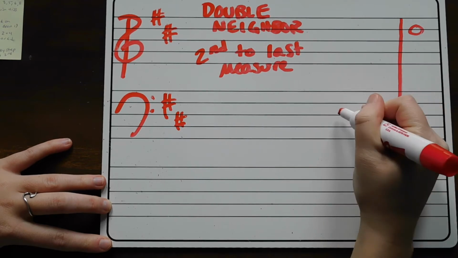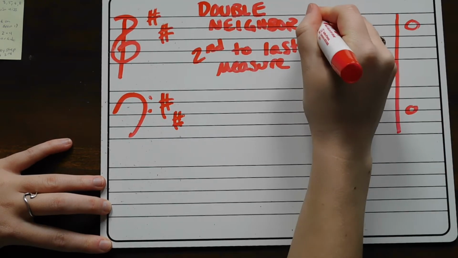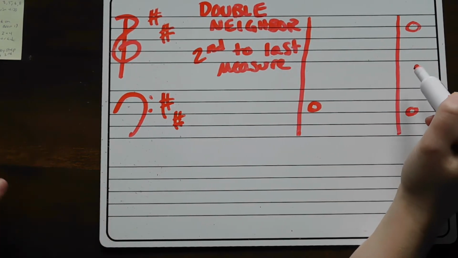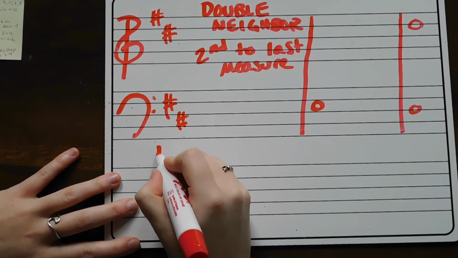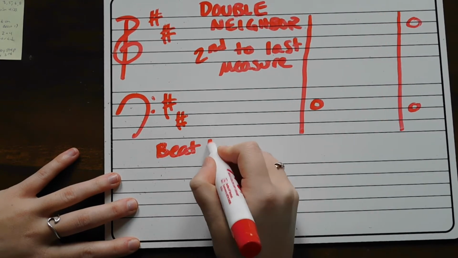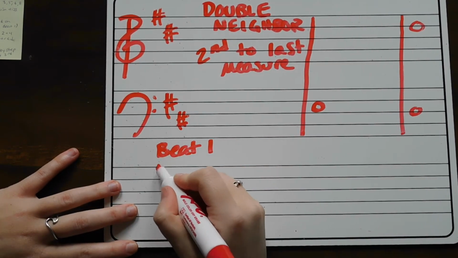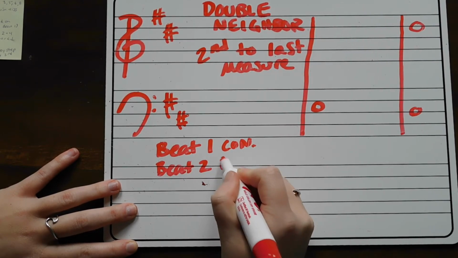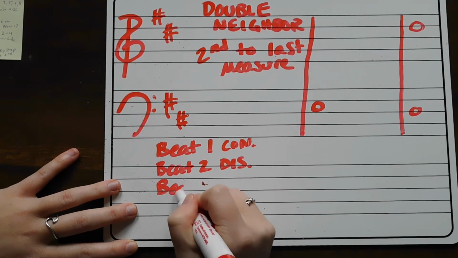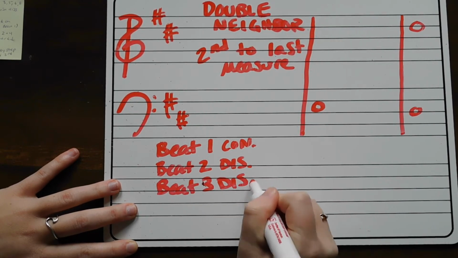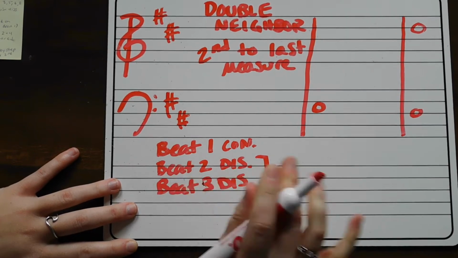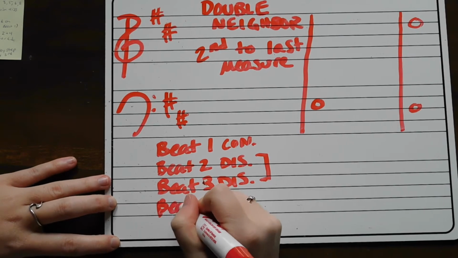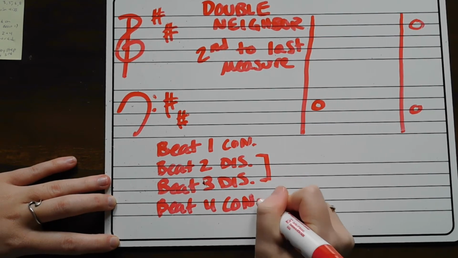So let's say this is actually an E here, right? This is your second to last measure. So double neighbor can only happen in the second to last measure, okay? Beat 1 is consonant, okay? Beat 2 will be dissonant. Beat 3 will also be dissonant. So this is actually going to be the only time that you're going to have 2 dissonances in a row. At all your other times, you should never have 2 dissonances in a row. And then beat 4 is going to be consonant. Okay, and I'll show you the prescription for this.